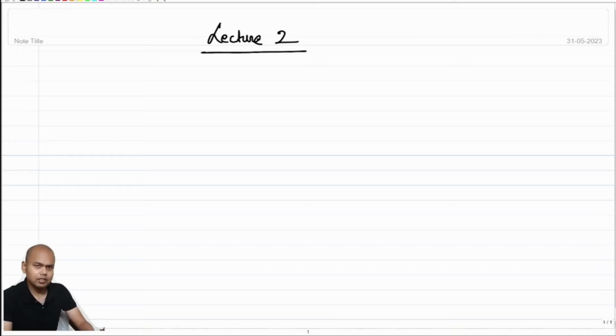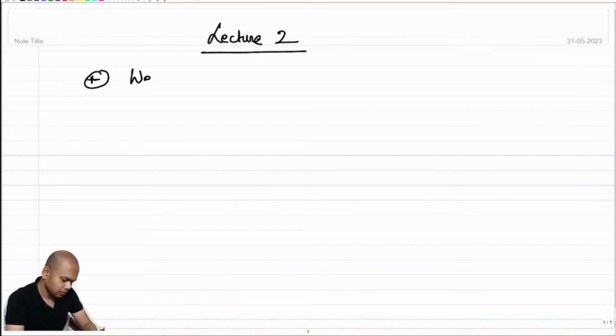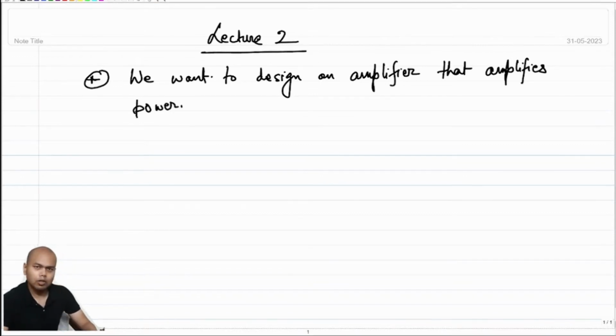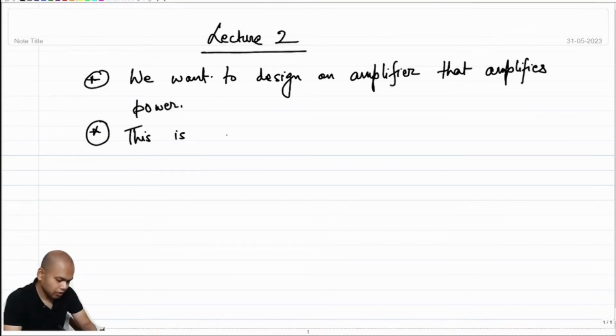In the previous lecture, we tried to see what exactly we want out of this course in the context of an amplifier design. Then we saw that we want to design an amplifier that amplifies power, and that this is different from a voltage amplifier.